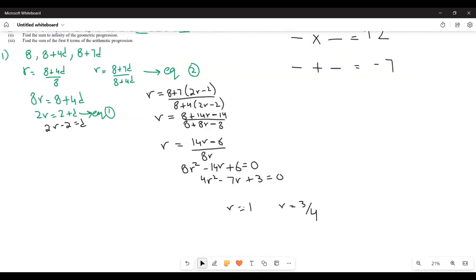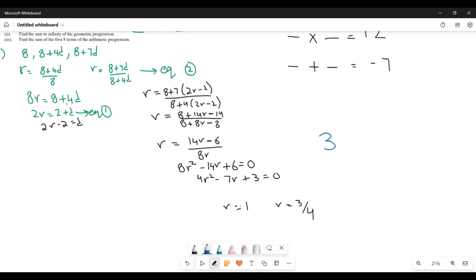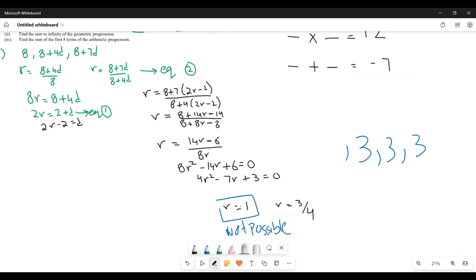Like if the first term is 3 and R is 1, what will the next term be? Miss, 3. And the next term? 3. The next term? 3. So this is not a geometric progression. It stays the same. It's not a series. It's just 3, 3, 3, 3, 3. So R can never be 1 in a geometric progression. Not possible. Okay, so R equals 1 is not possible. So the only value is R equals 3/4.